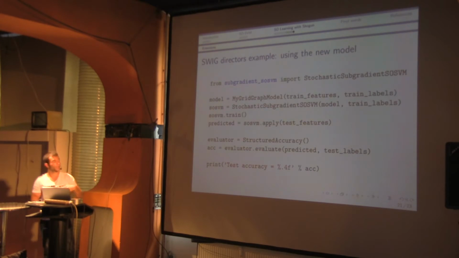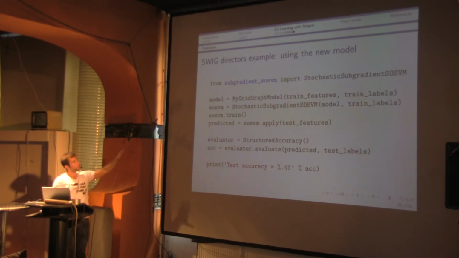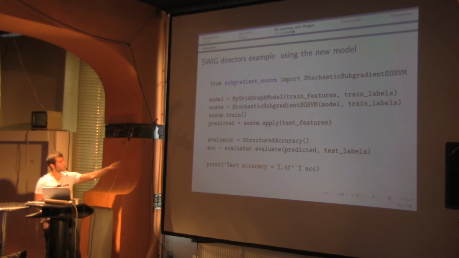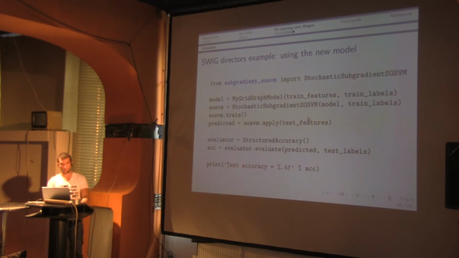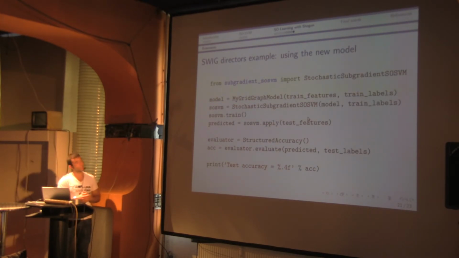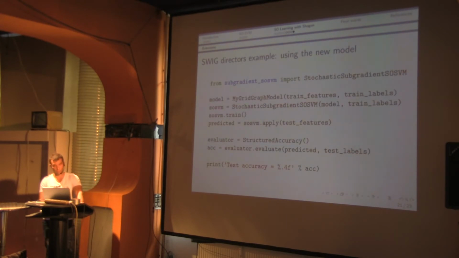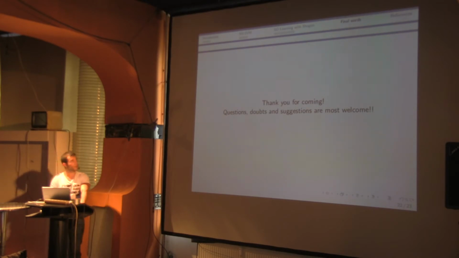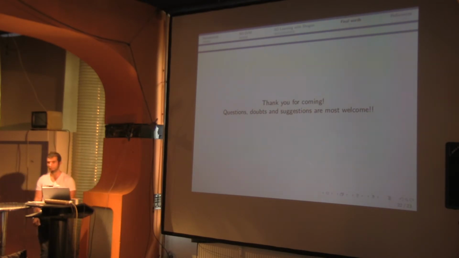I create my model, I give it the features and the labels, solve the problem, training, and now, for instance, I gave here in the apply some test features, so I get test accuracy. So I can see how it performs on data that has not been seen during training. All right, so that was mainly everything. So thank you for listening, and questions and everything.